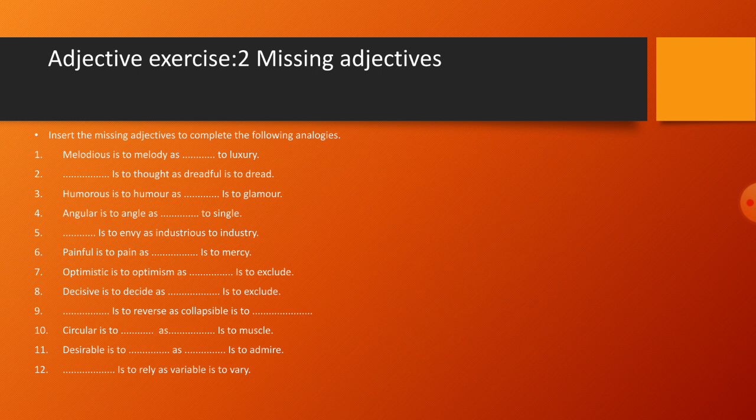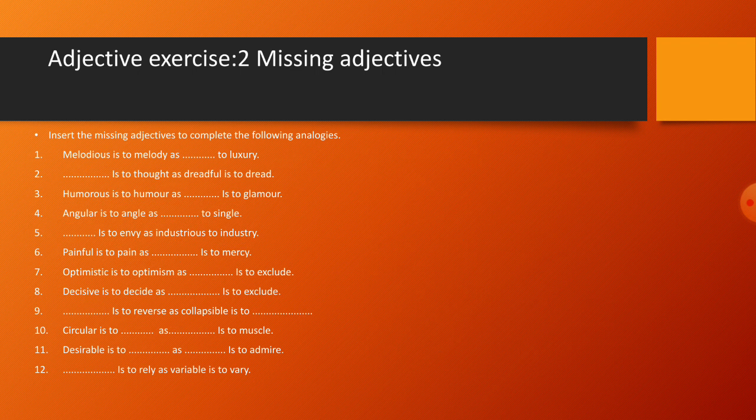Second exercise is missing adjectives. Melodious is to melody as dash is to luxury. So you have to write what word would become with luxury. Insert the missing adjectives to complete the following analogies, right? So melodious to melody, it means luxurious to luxury. So see, I have done one for you. Why don't you go on and do the rest?